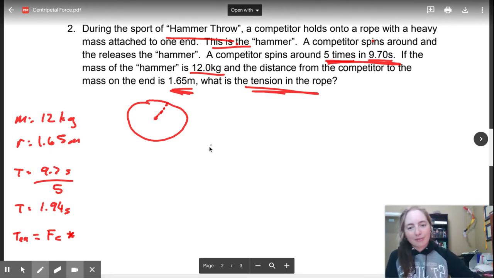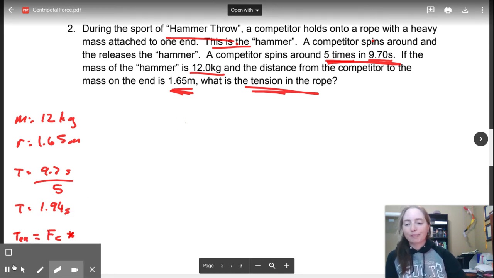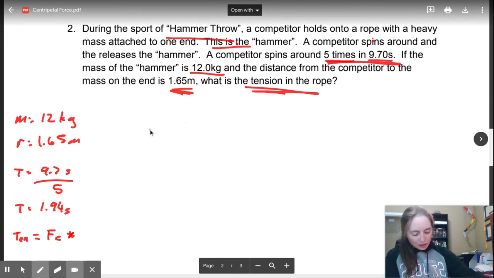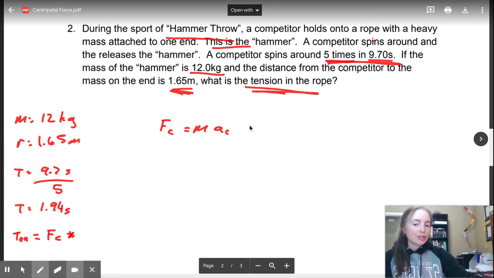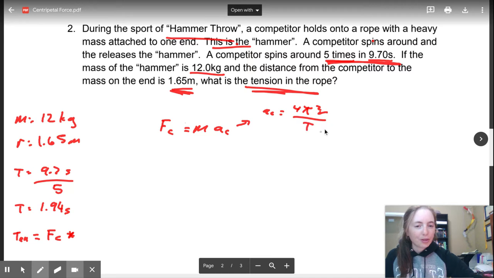So, ladies and gentlemen, I'm going to erase this circle because it's taking away from my calculation space. All right. So, because our centripetal force is equal to our tension, remember the equations that we just derived. Remember that FC is equal to m AC. You go to your data sheet and you can find your AC. And I can take my AC, which is 4 pi squared r over period squared, and plonk that in there.